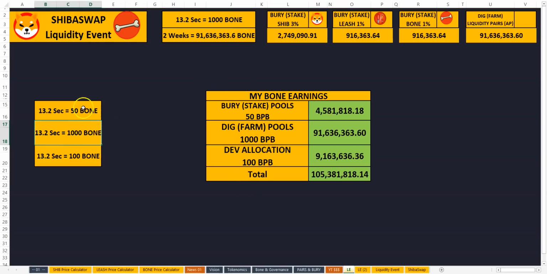And also during these 2 weeks, every 13.2 seconds, 50 bone are going to be minted and allocated to staking pools, and there will be a maximum of 4.5 million minted there, and same thing for the developers. They also have their mint allocation during this liquidity event. So if my calculations are correct, I could be out, but this is more so to explain the concept. There's going to be this many bone created. That's 105 million bone created.